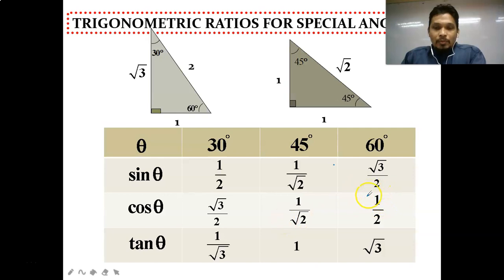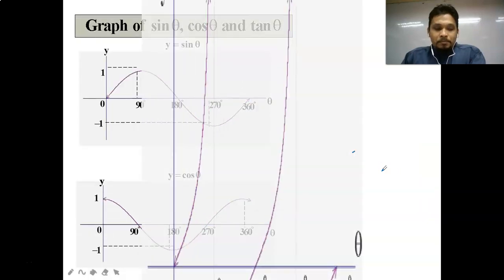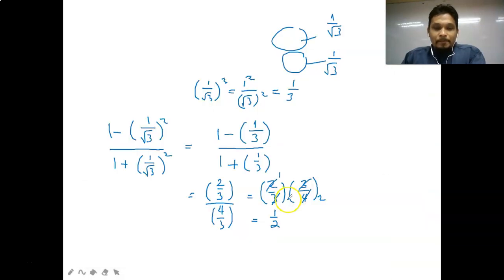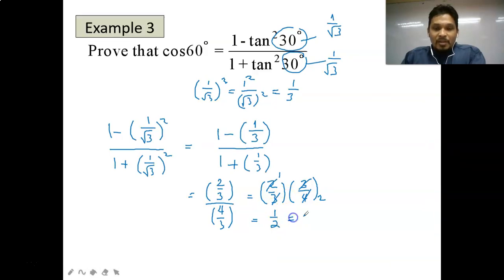1 over 2, which is cos of 60 degree, equal to cos 60 degree. This one here. Okay, we begin the process from the right side here, and we end up with 1 over 2, or equal to cos 60 degree, equal to 1 on the left side.